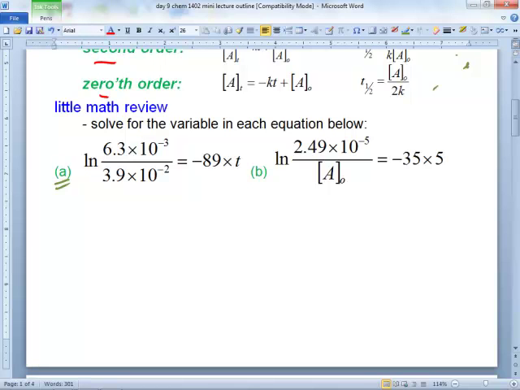Oh, I screwed up. There it is. Okay. So when you hit that natural log button, did you get negative 1.82? Yeah. Okay, but you're not done yet because you have to divide by negative 89. So your final answer, you'd have T is about 0.02. Right? Make sure you can get it.